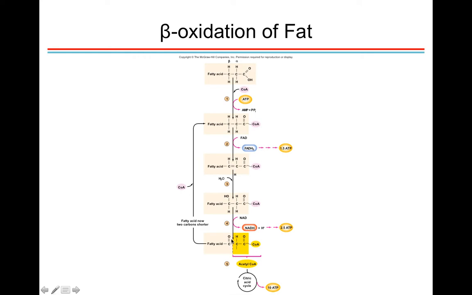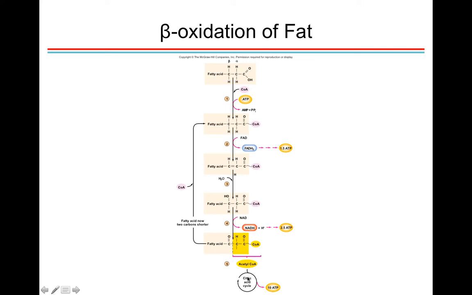And then what happens is there's going to be a cleavage event where the 2-carbon unit will be cleaved off from the rest of the fatty acid, and the carbons are always cleaved off in 2-carbon subunits. So this 2-carbon group is going to be an acetyl group. So acetyl-CoA will leave this fatty acid and then can enter the citric acid cycle.